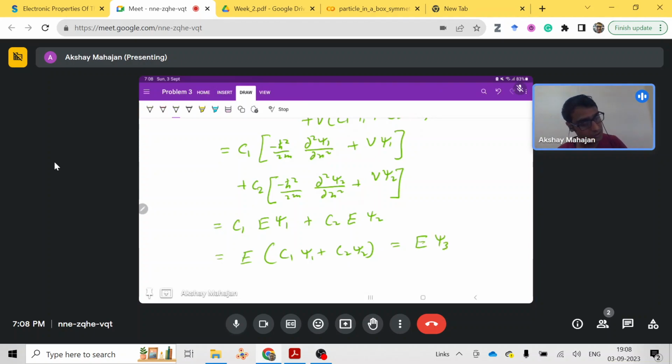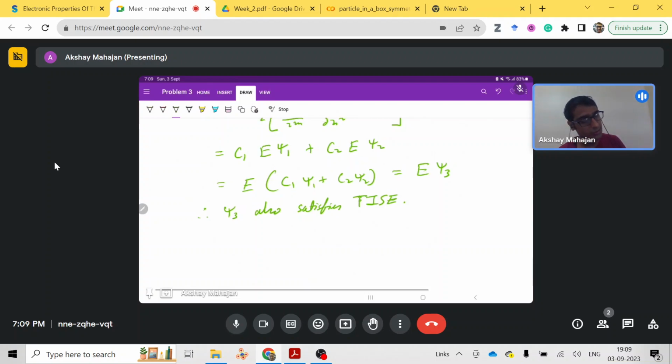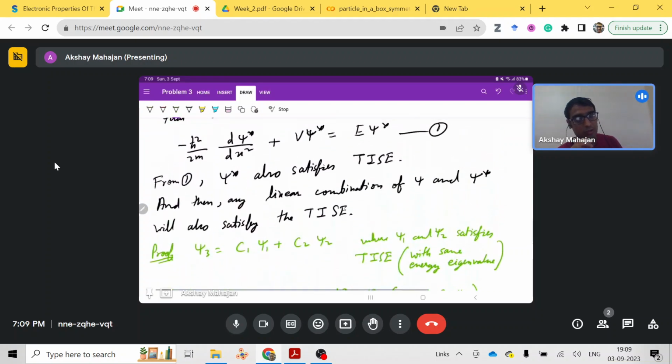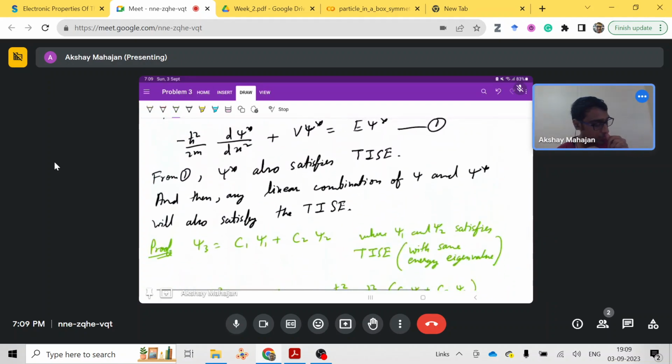Therefore psi 3 also satisfies the TISE. This is the proof that a linear combination of psi 1 and psi 2, which both satisfy the TISE and have the same energy eigenvalue, will also satisfy the TISE. Alright.